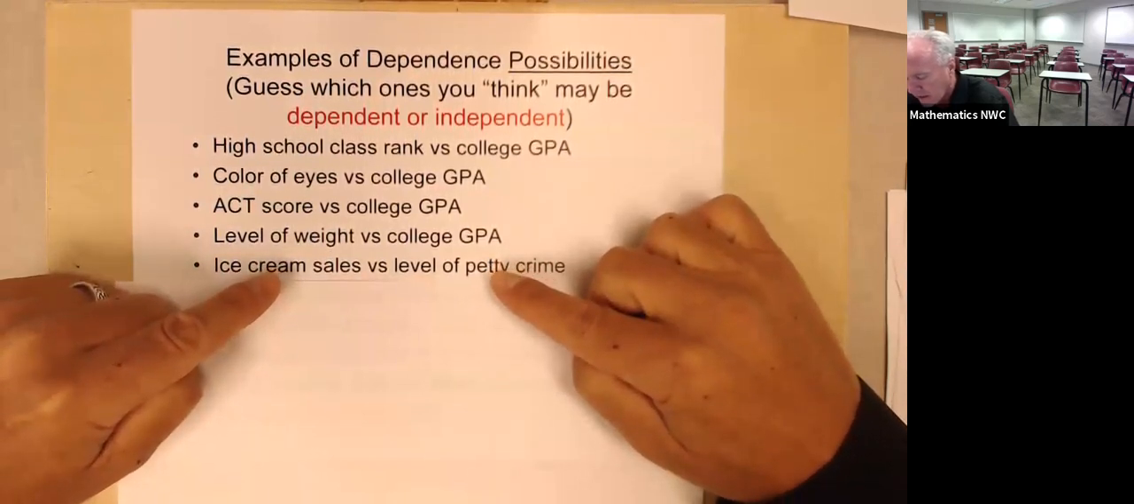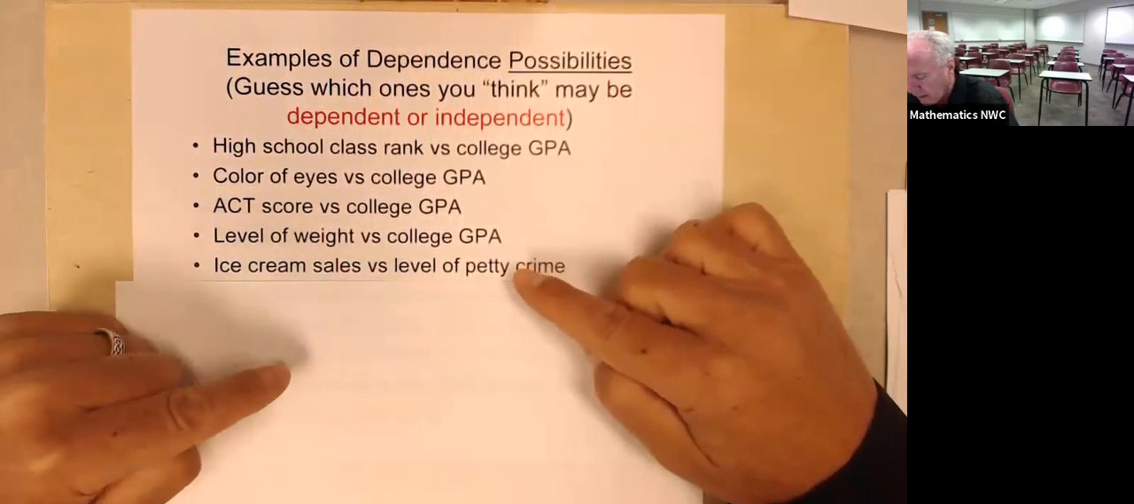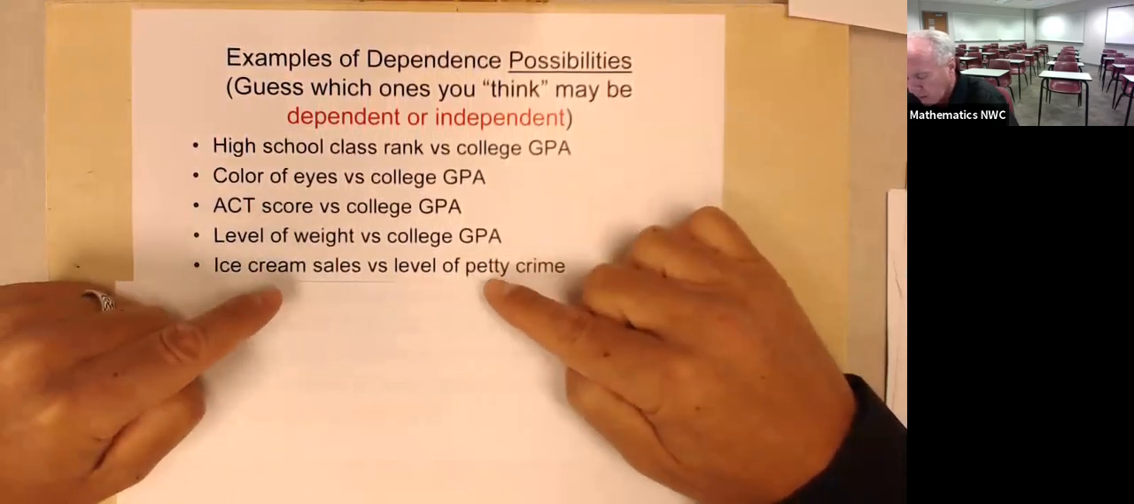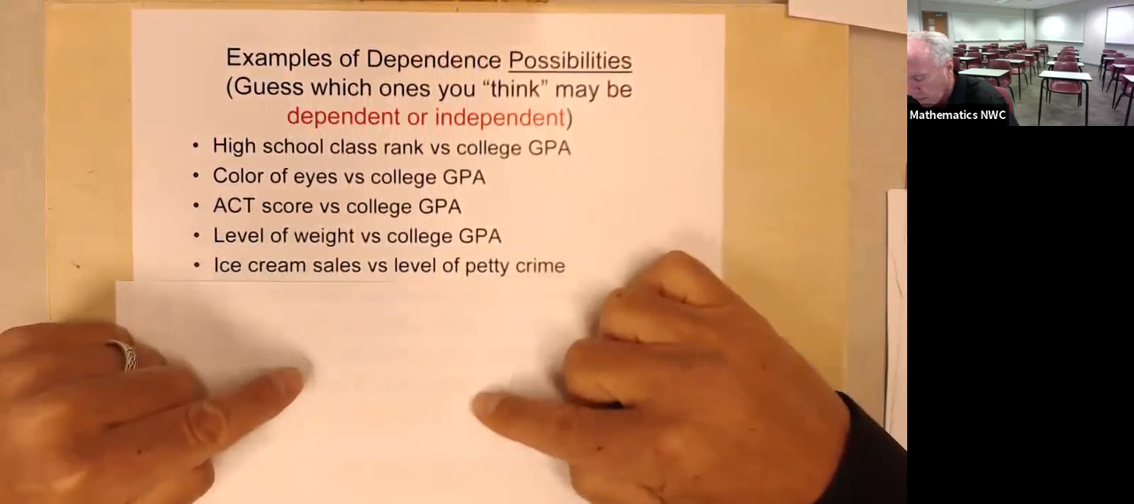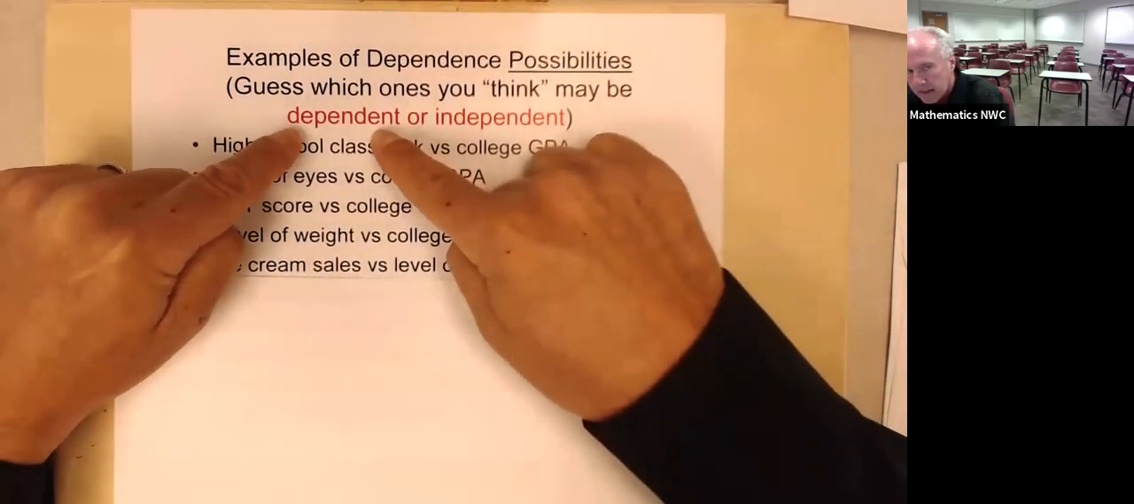When it's January and it's 0 degrees, ice cream sales aren't as good, and the level of petty crime, most high school kids are not out on the streets as much. There's some, but not as much. So when it's January, both of them go down. When it's August, both of them go up. They're dependent.